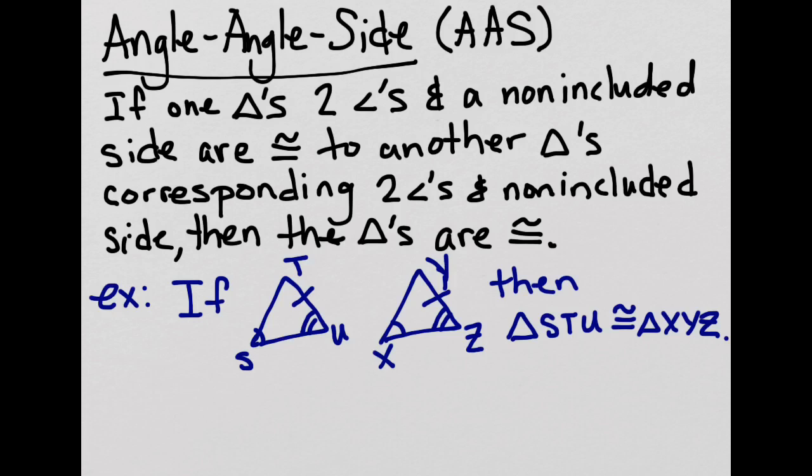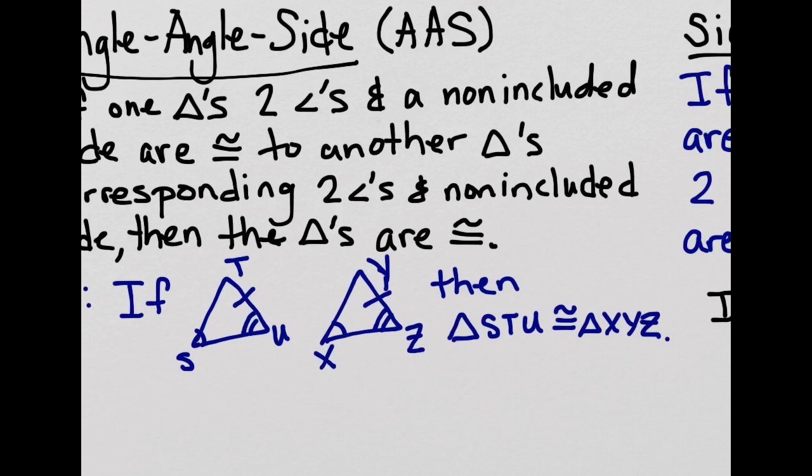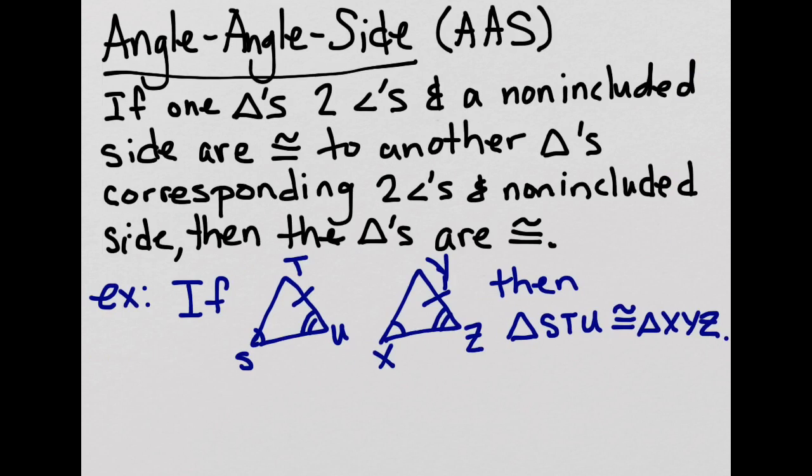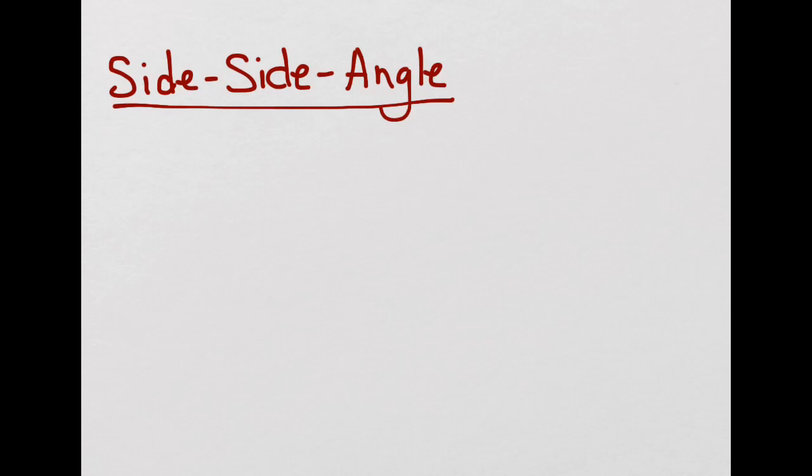Okay, so far we've got SSS, ASA, SAS, AAS, and there's one more combination of sides and angles that we need to look at, and that is side-side-angle. Now, you might be thinking, yeah, that makes sense to have a side-side-angle or SSA theorem. However, if you actually try to use this one, it is not a real theorem.